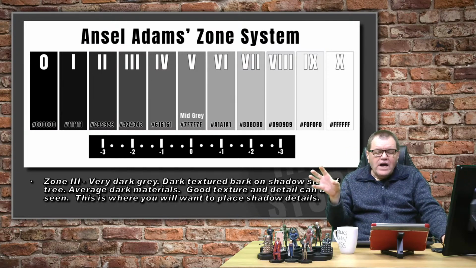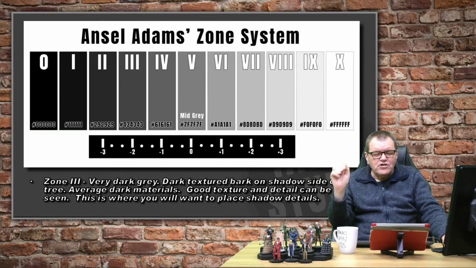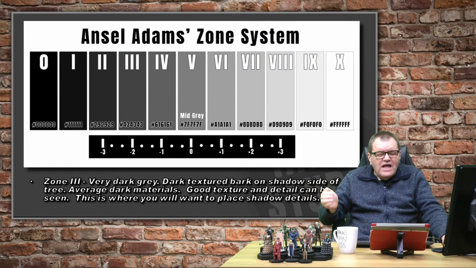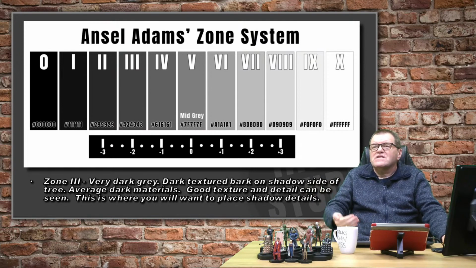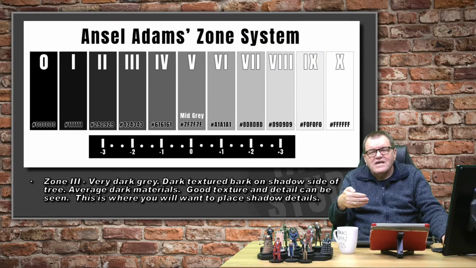It's your textured backgrounds. So if you've got your rock faces, you're starting to see the texture in there, your shadows on the side of a tree. This is how dark materials get represented. Your texture details are in here, where you can start to see them. And this is your standard shadows starting to appear in this sort of area.